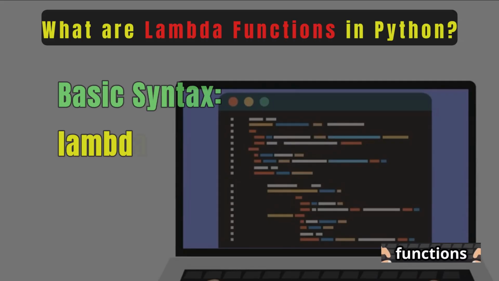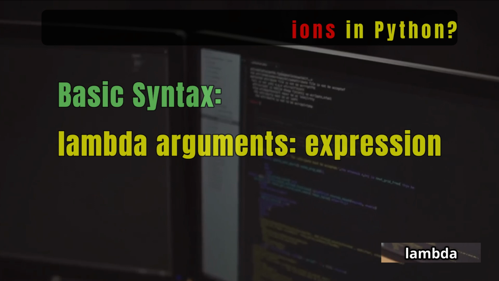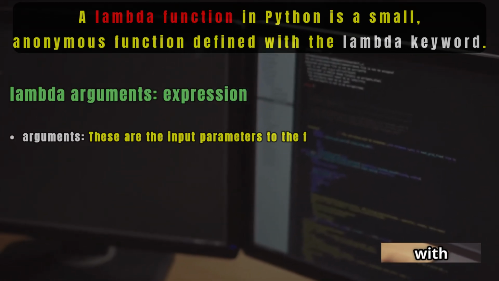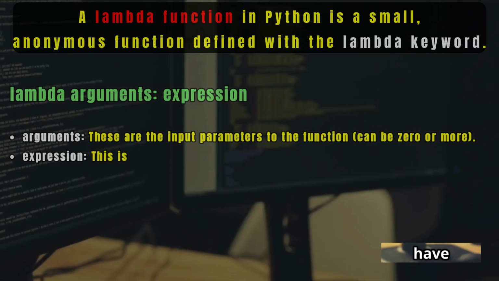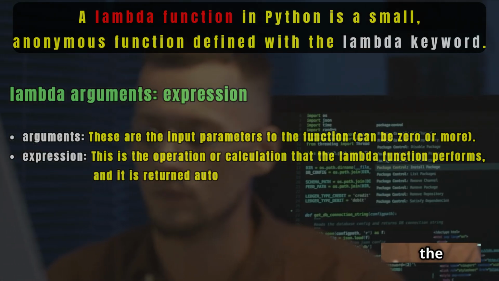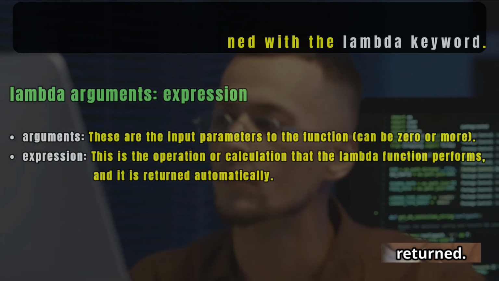Let's talk about lambda functions in Python. A lambda function in Python is a small anonymous function defined with the lambda keyword. It can have any number of arguments but only one expression. The result of the expression is automatically returned.